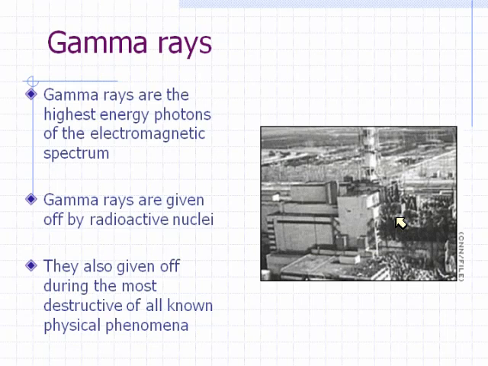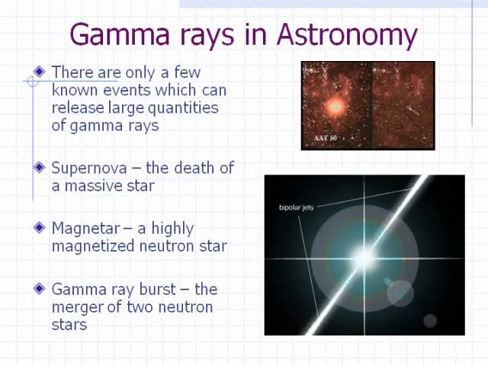Gamma rays are also seen in astronomy in some of the most violent events that we know of. There are only a few events that get hot enough to actually produce gamma rays. One of these events is the supernova, the death of a massive star. It will not only give off a lot of bright light and a lot of X-rays, it also emits quite a bit of gamma ray radiation.